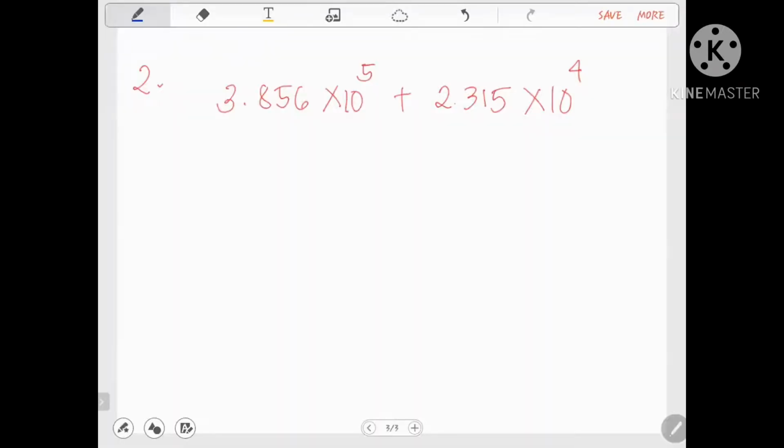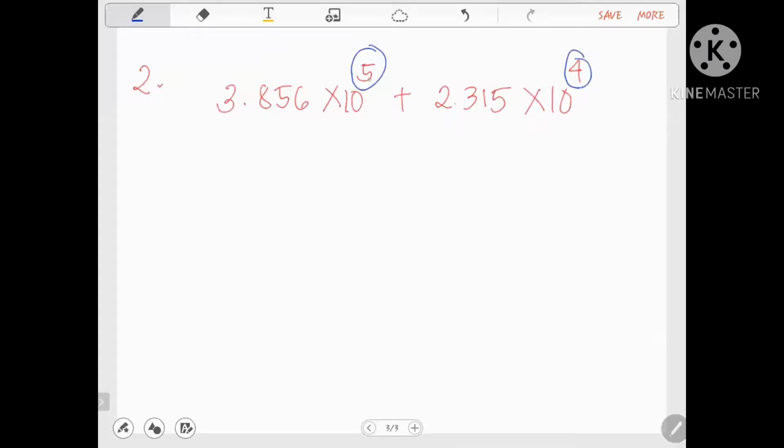Okay, let's start. All right, so what have you noticed about their exponent? This is 5, this is 4. So therefore, they are different. They have different exponents. So what are you going to do again? Choose the largest exponent. Okay, choose which is having a big exponent.